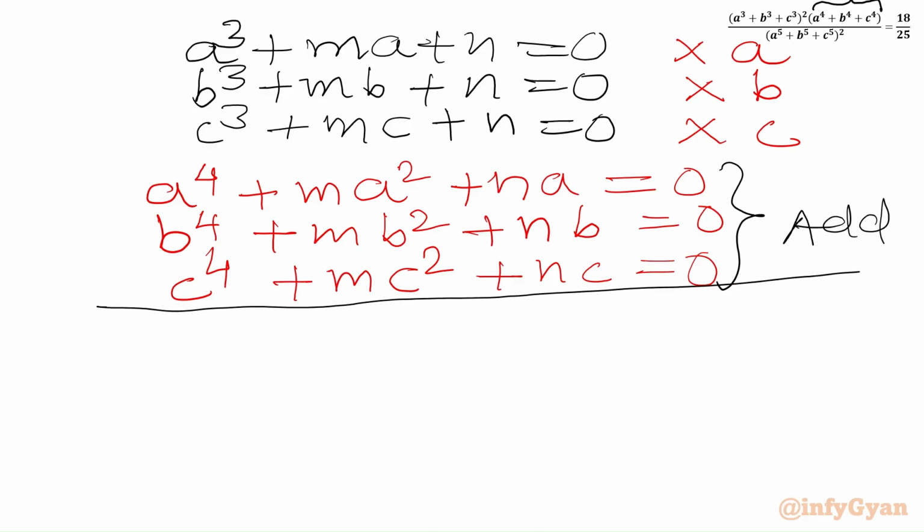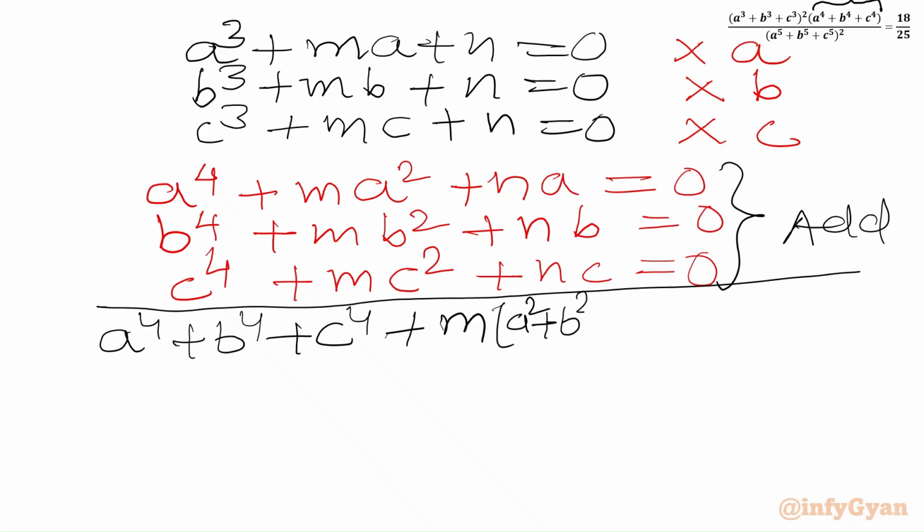So I will calculate a power 4 plus b power 4 plus c power 4 value from here. Let me simplify LHS. m is common, so in the bracket we will write a square plus b square plus c square. Then we will take n common out, in bracket we will write a plus b plus c.